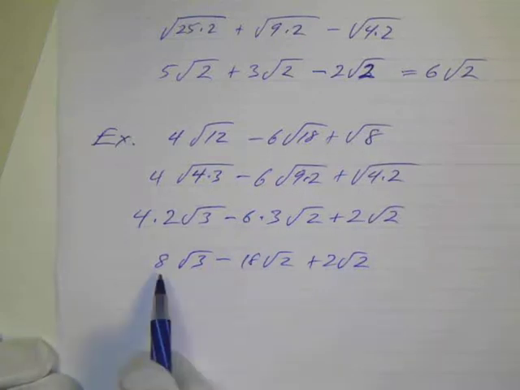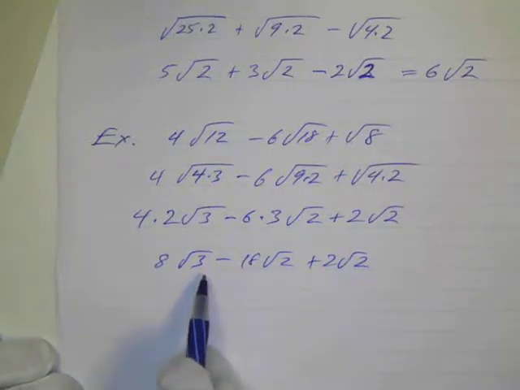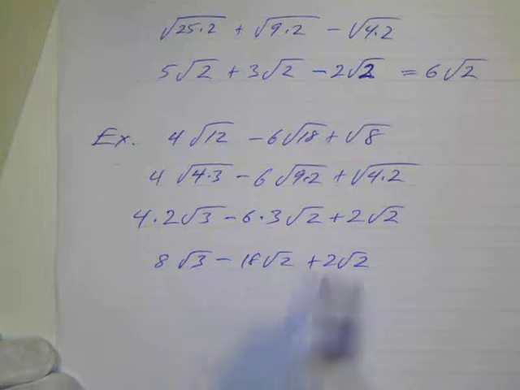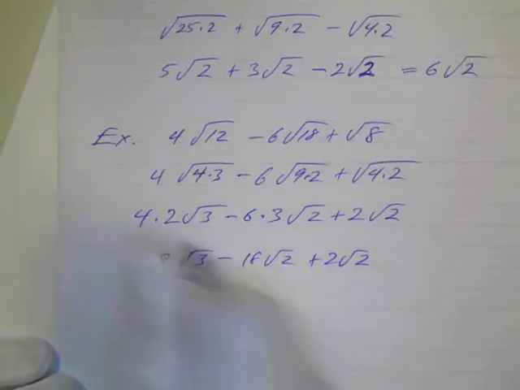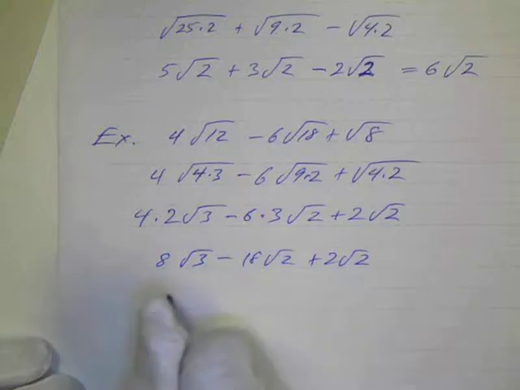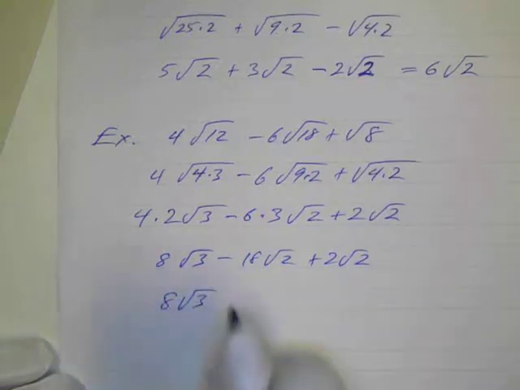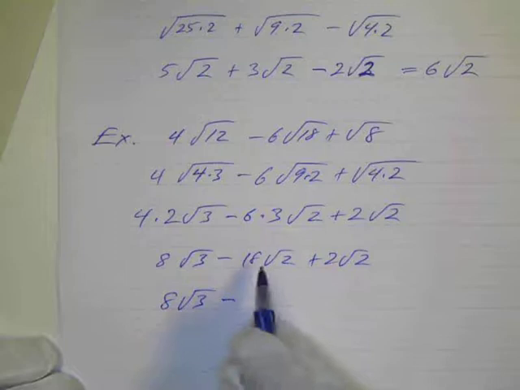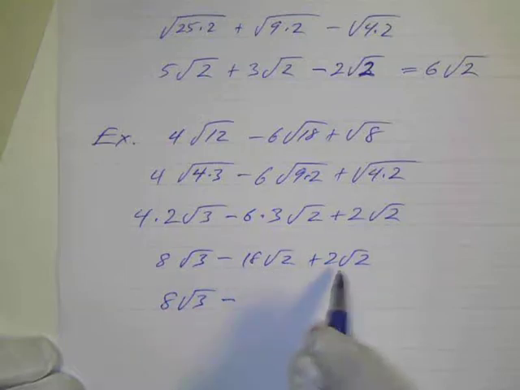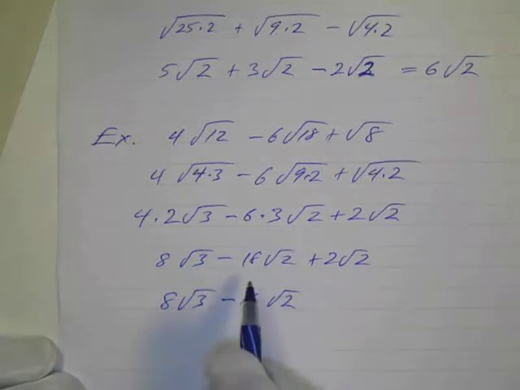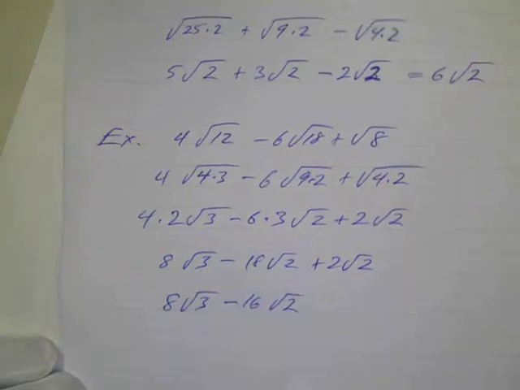Now, this is like 8 black cats minus 18 red dogs plus 2 red dogs. So we can't add cats and dogs. So this stays the same. I can't simplify this because it doesn't have the same radicand. So this is 8 times the square root of 3 minus, and then what's negative 18 plus 2? That's negative 16 red dogs. Negative 18 red dogs plus 2 red dogs is negative 16 red dogs.